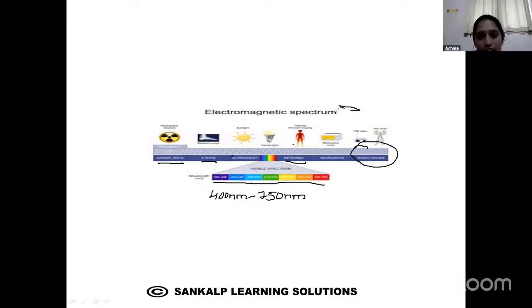This is the electromagnetic spectrum. See here, gamma, X-ray, UV, visible, infrared, microwaves and radio waves are in increasing order of their wavelengths and decreasing order of their frequency. Why increasing order of wavelength and decreasing order of frequency? Because we know that nu is inversely proportional to lambda, where lambda is the wavelength.